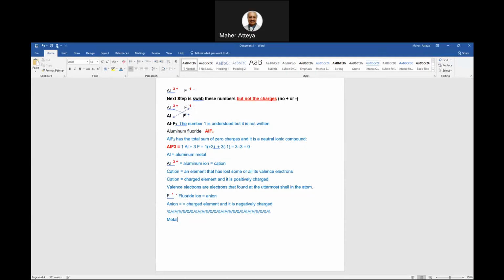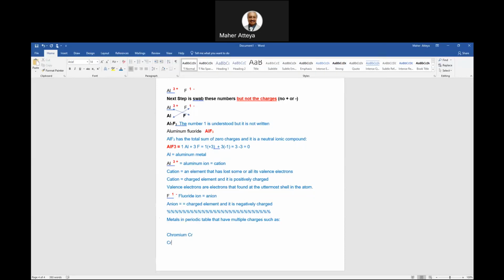Now, how about metals in the periodic table that have multiple charges? How do we name them? I'll give you one as an example: chromium, which is Cr. Chromium is very unique. It has about two or three charges, I think. So, well known.